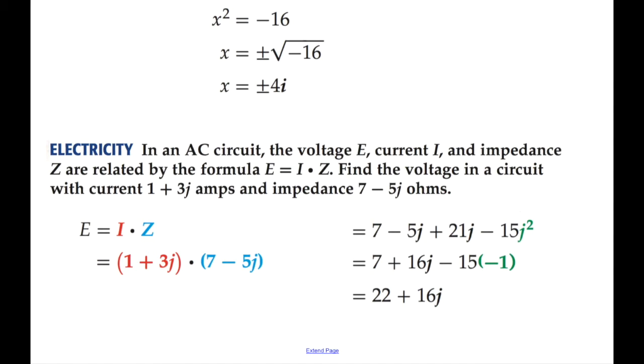Now keep in mind, one of the things I want to mention as well is we're always going to write this with the real term first plus the imaginary term. So this is like the standard form. This is your real part and then your imaginary part.